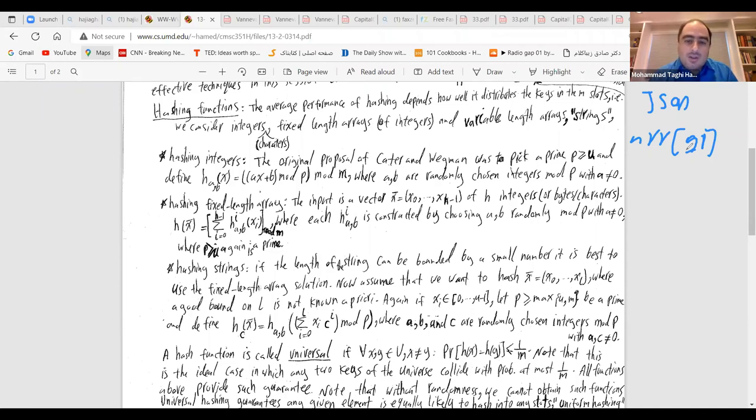And that's essentially the whole idea of hashing. So let's go through this one. What are the types of things that we have? Generally, we want to consider integers or characters of fixed lengths or variable lengths.